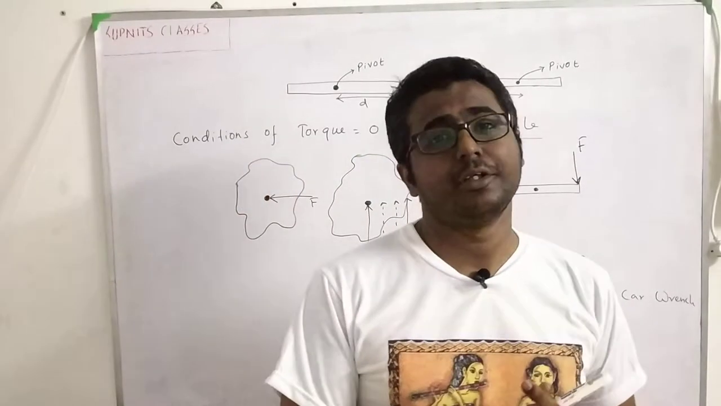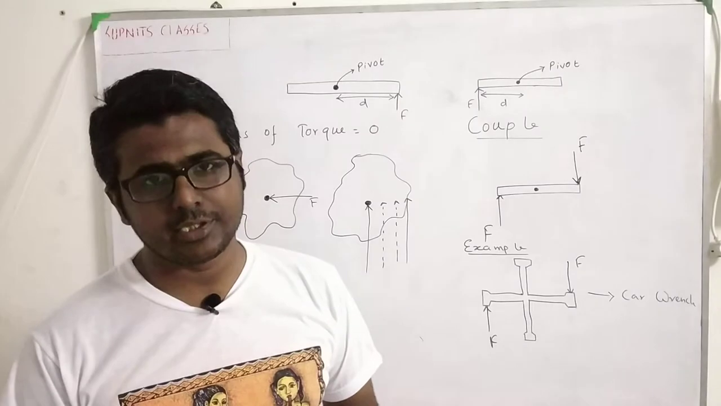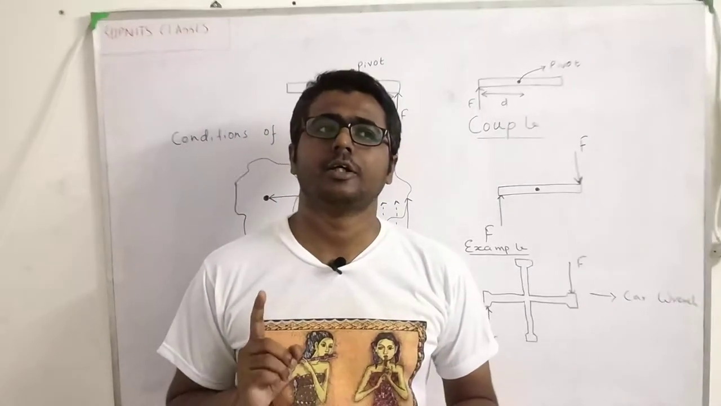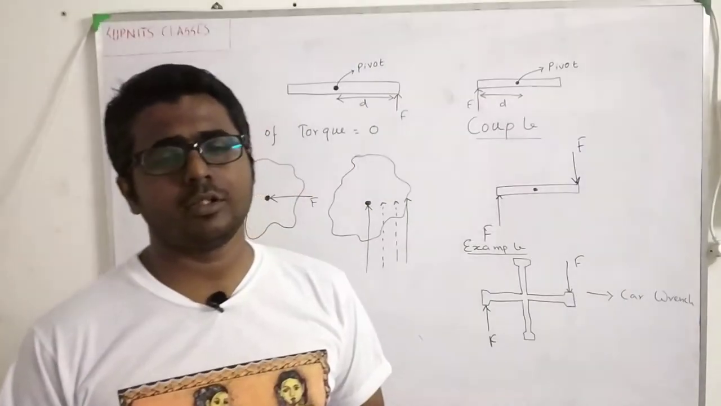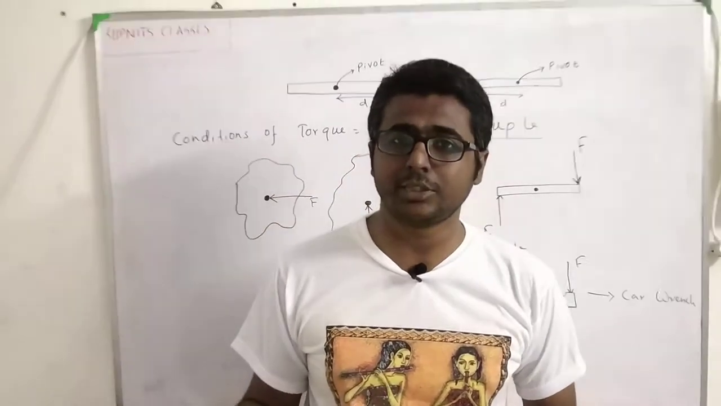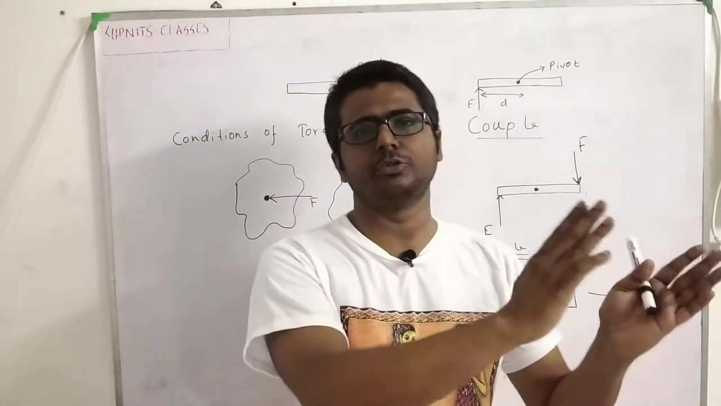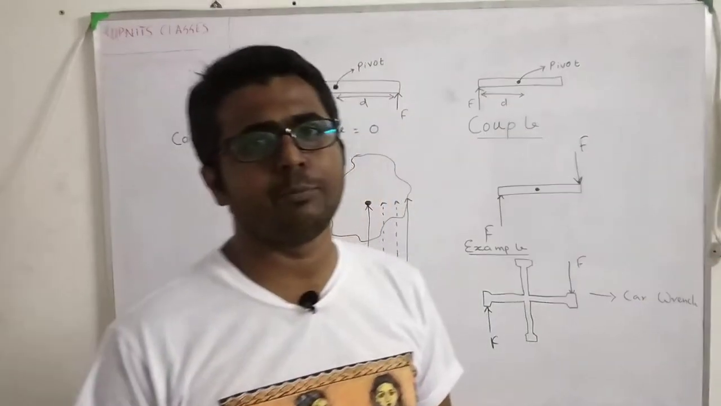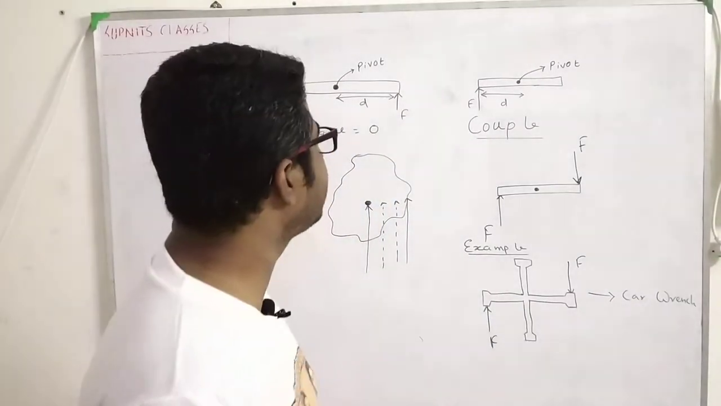We have learned what kind of quantity it is. It is a vector quantity. We have learned the SI unit of torque, that is Newton meter. It can also be dyne centimeter in case of CGS unit. Please learn that conversion from Newton meter to dyne centimeter. That may be very important with respect to your examinations.